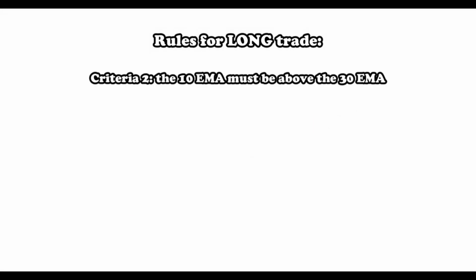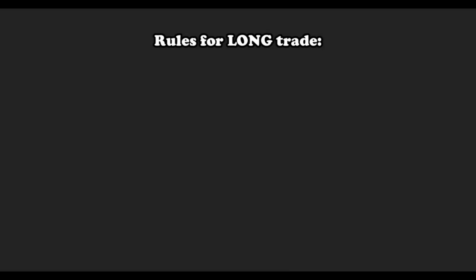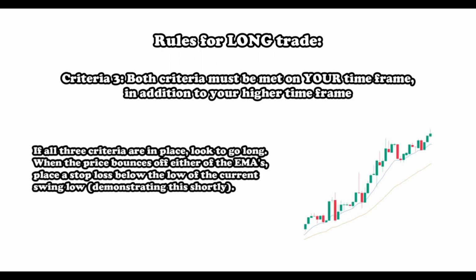Criteria 2. The 10 exponential moving average must be above the 30 exponential moving average. The EMA is a technical indicator that helps traders identify trends by smoothing out price fluctuations. The 10 EMA and 30 EMA are used to determine the momentum of the trend. Criteria 3. Both criteria 1 and 2 must be met on the time frame you are trading on. Once all three criteria are in place, look to go long.